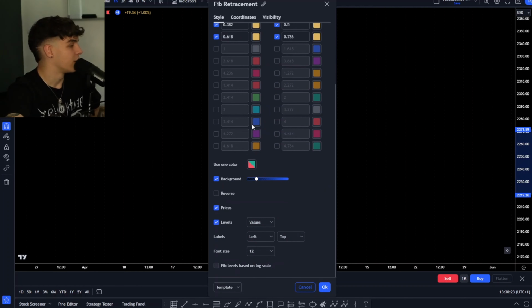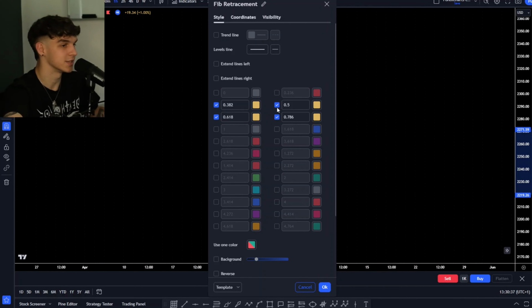So I'm just going to get rid of my trend line. I'm going to get rid of the background. I'm going to put my levels to values. I'm going to put my labels on the right and in the middle, with my font size being quite small. Okay, so this is the setup that we have.